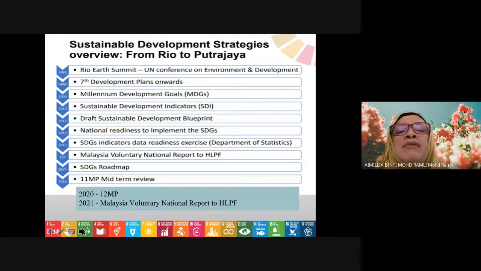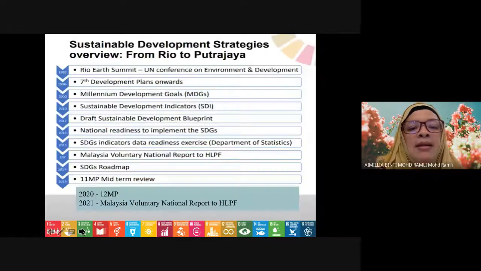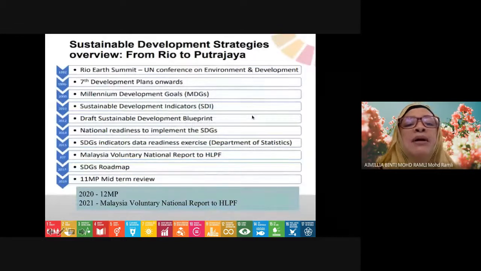So, sustainable development strategies overview from Rio to Putrajaya. Now this is just looking at the Malaysian timeline, okay, roadmap. So from the Rio Earth Summit, you have the UN Conference on Environment and Development, the 7 development plans. Okay, sorry about this. Millennium Development Goals. This is what we had studied before, right? Because the Millennium Development Goals actually failed.